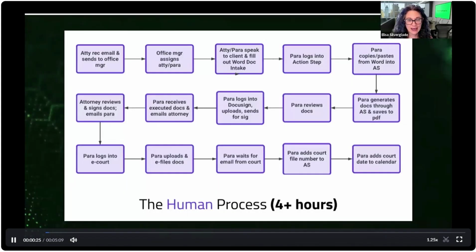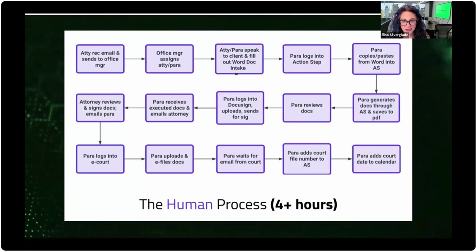So let's take a look at the pre-robot human process. And we're just going to glance at this. You can see that it is a very tedious process with lots of steps. It involves generating documents, getting them signed by the attorney, filed with the court, and updating the firm records. And exclusive of intake with the client, this was about a 4-hour process before the robot.